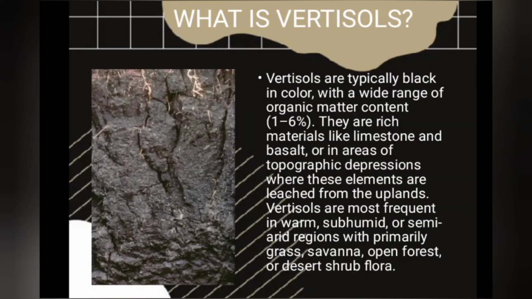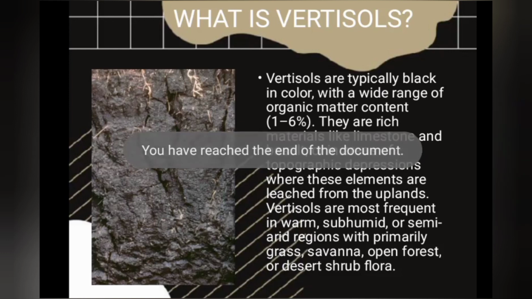What are vertisols? Vertisols are typically black in color with a wide range of organic matter content, 1 to 6%. They are rich in materials like limestones and basalt, or in areas of topographic depressions where these elements are leached from uplands. Vertisols are most frequent in warm, subhumid or semi-arid regions with primarily grass, savanna, open forest, or desert shrub flora. So that's all.